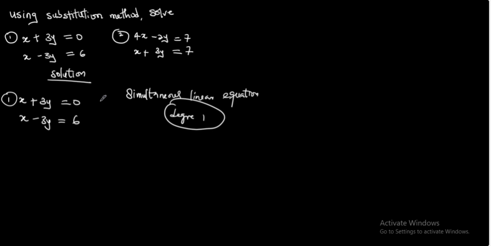Now, this is a simultaneous equation. We have two equations to be solved simultaneously. The number of variables determines the number of equations. If we have just 2 variables, we have 2 equations. If we have more than 2 variables, we would have more than 2 equations. Now, you have 2 variables, x and y.